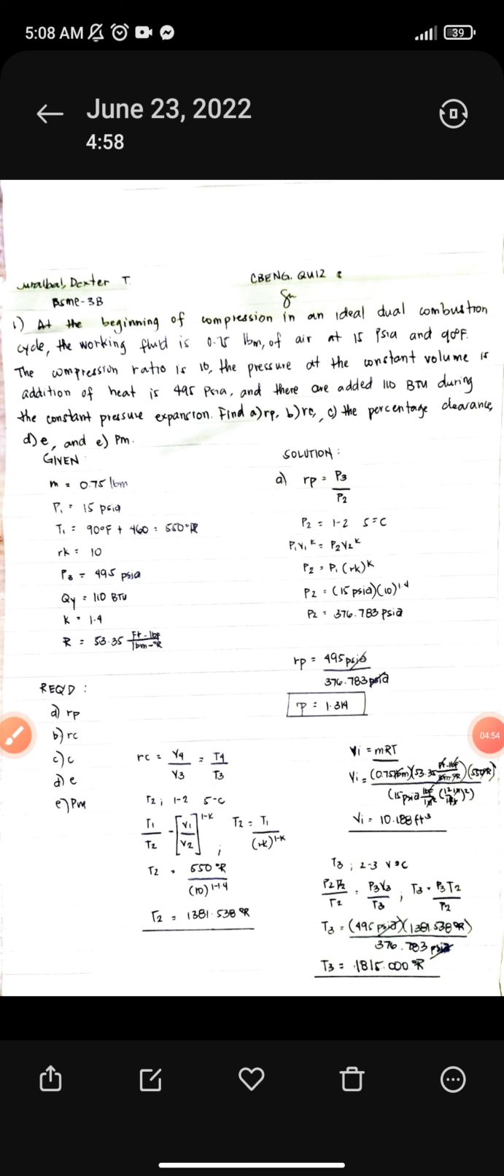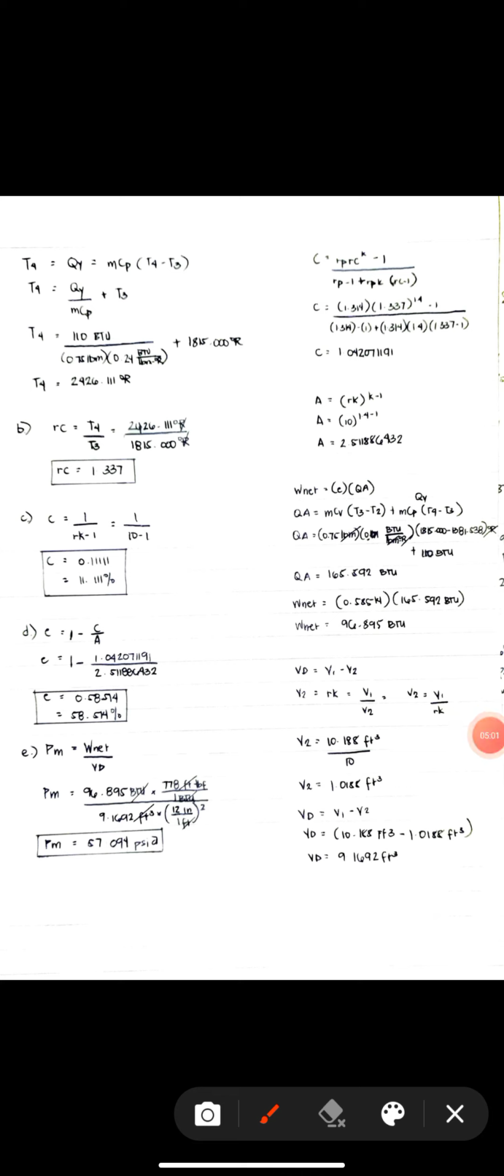So, next naman is solve natin yung ating T4. So, T4 is equals to QY is equals to MCP times T4 minus T3. So, formula natin is T4 equals QY over MCP plus T3. So, QY natin is 110 BTU over M na 0.75 pound mass times CP na 0.24 BTU over pound mass degree Rankine plus 1815.00 degree Rankine. So, yung T4 natin dito is equal siya sa 2426.111 degree Rankine.